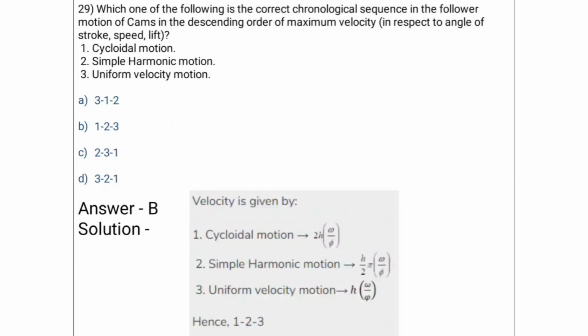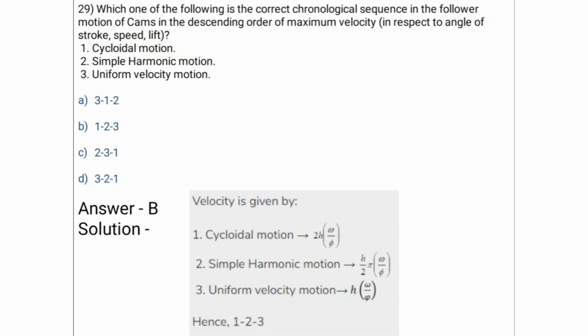So question number 29. Which of the following is the correct chronological sequence in the follower motion of cams in the descending order of maximum velocity with respect to angle of stroke, speed and lift? For that, from the previous question, question 27, you can put that data over here and find the required solution and the descending order. So you can put the values or given data of question number 27 to check this question.